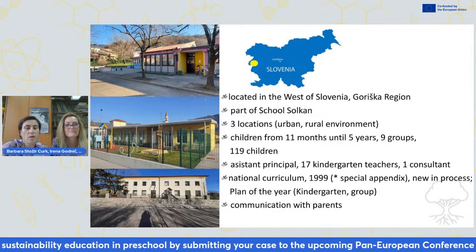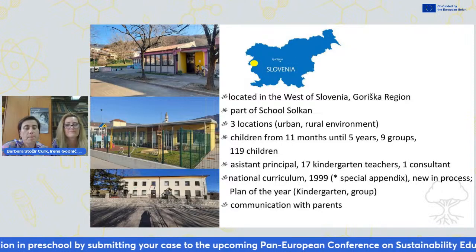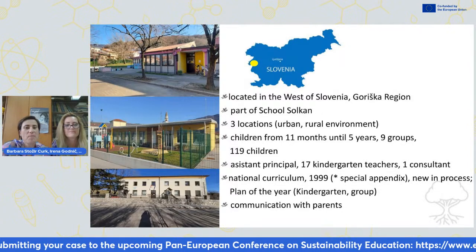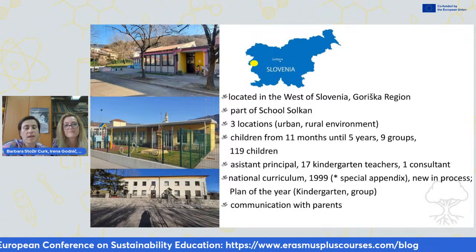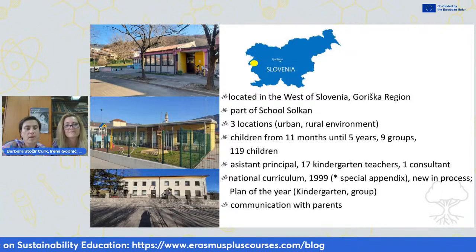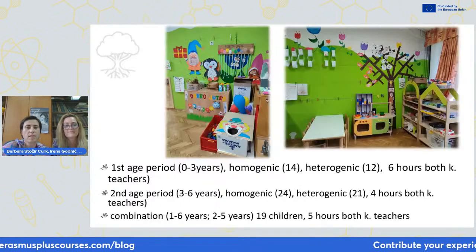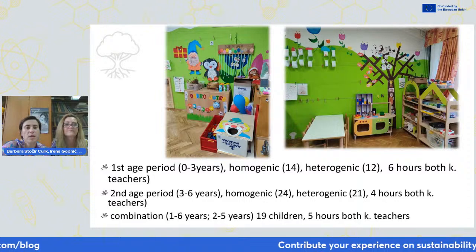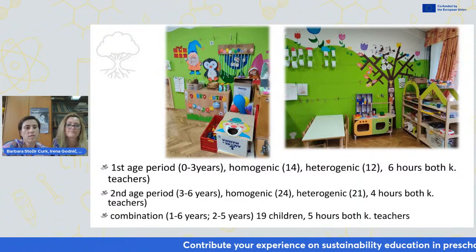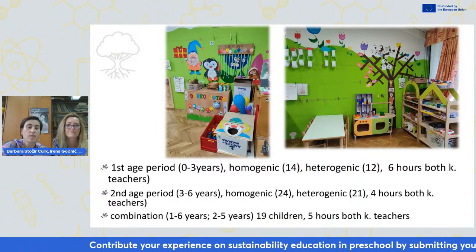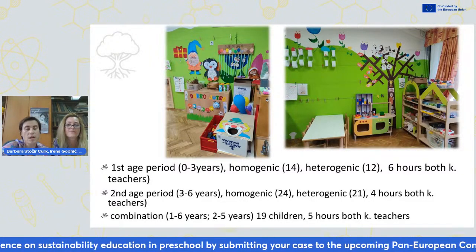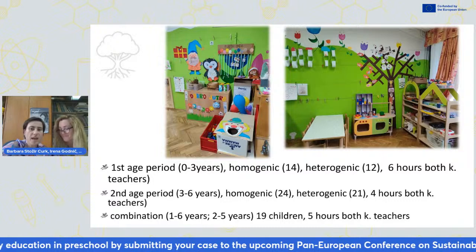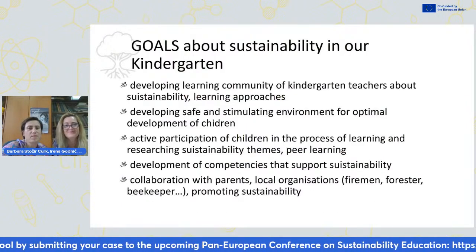In our kindergarten we like to communicate and participate also with parents, so we give special attention to communication ways for that part. In our garden, we have groups for the first age period and the second, and we also combine those age groups. This is quite challenging sometimes, but we are successful.